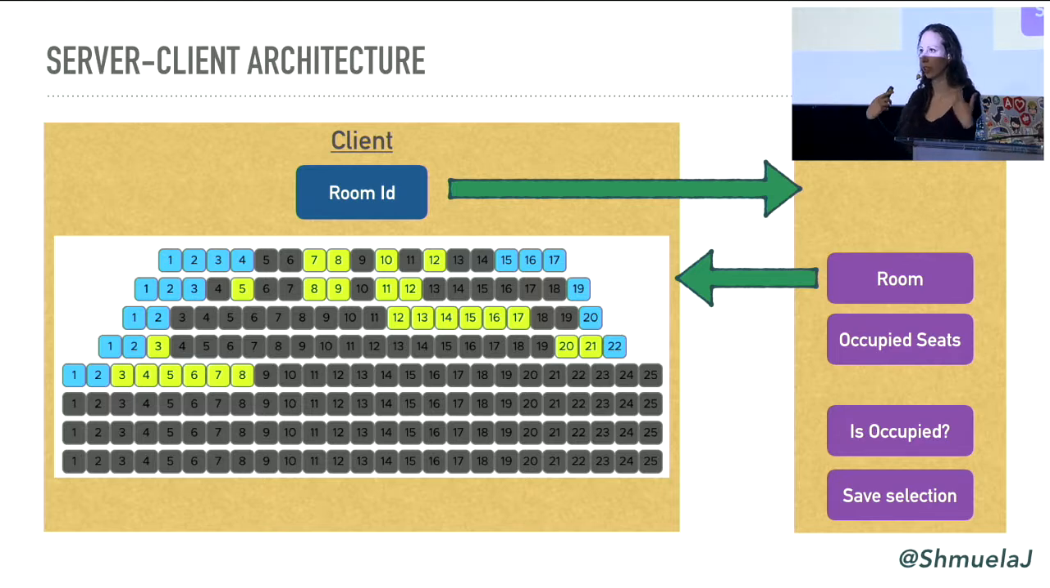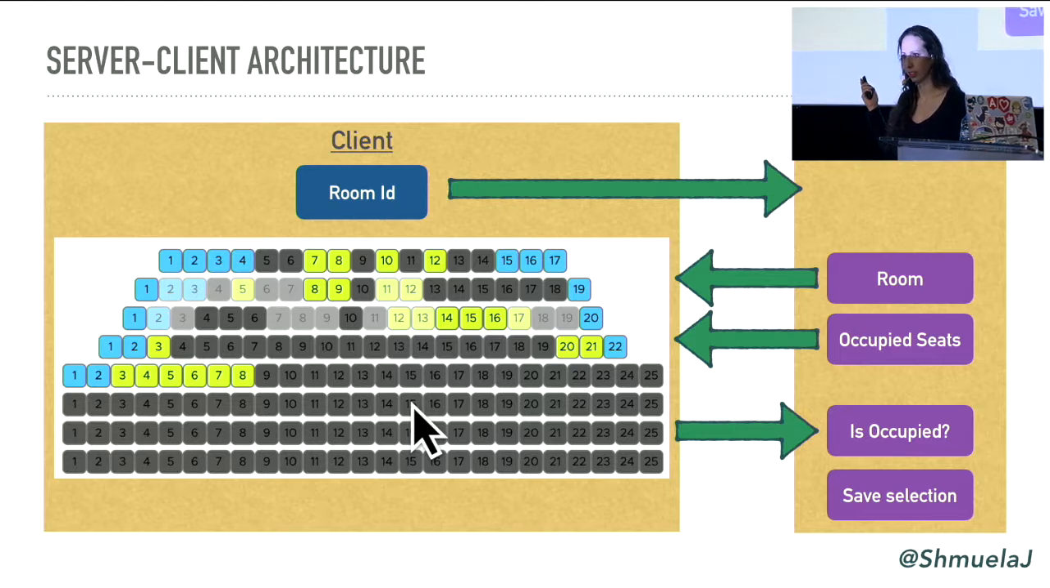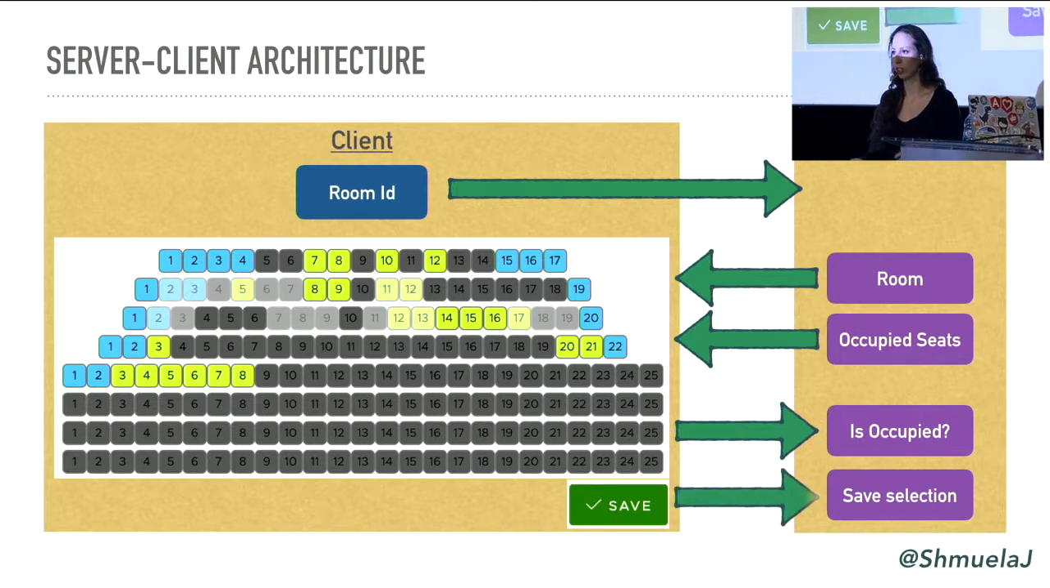Then we also get in real time the occupied seats or the released seats. It can be WebSocket or polling or however you like it. Now, when the user clicks on a seat, it asks the server whether the seat is occupied, and then we either say that it's okay or change it and disable it. And of course, we also save the selection in the end.